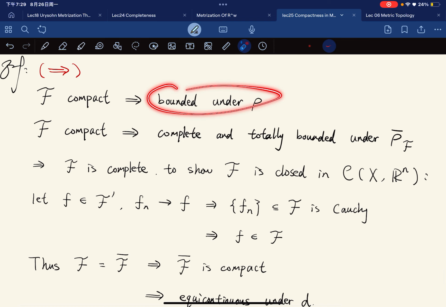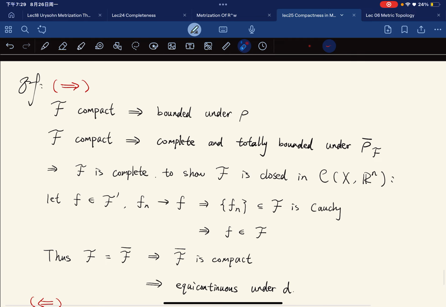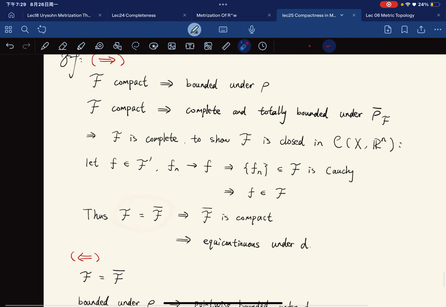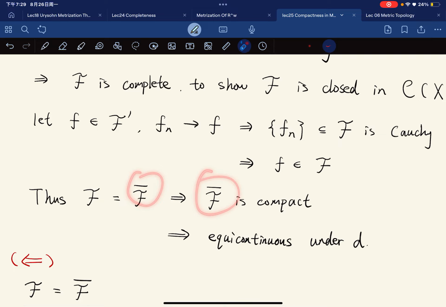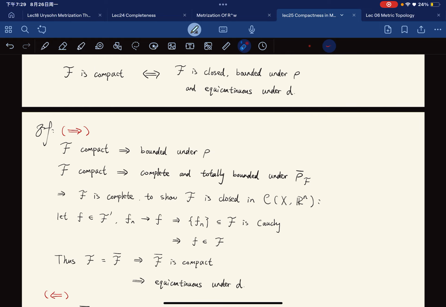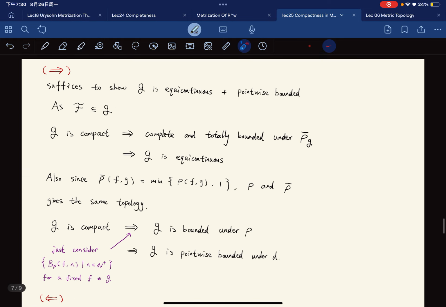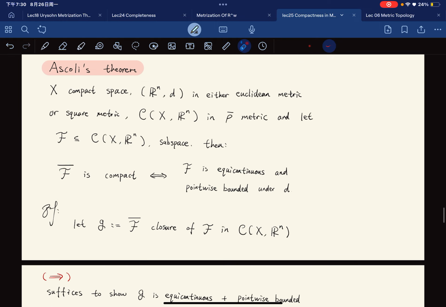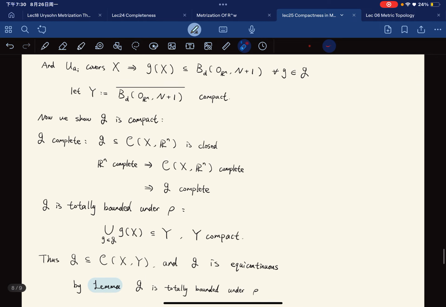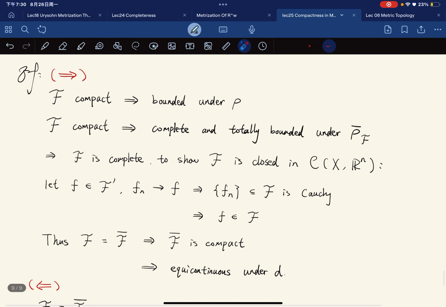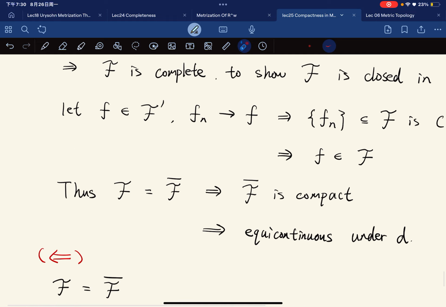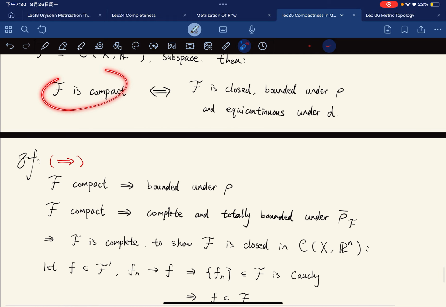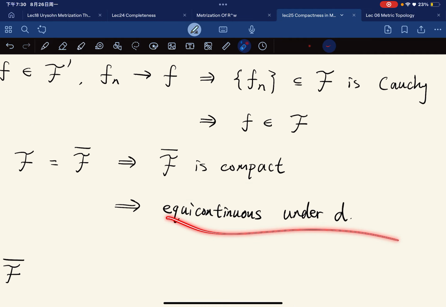Thus, it is bounded and it is closed, right? If it's closed, then it's equal to its closure. And we have that it is compact, so it has a compact closure, which is equicontinuous under D by Ascoli. If it's compact, then it is equicontinuous, so we're done. Compact is bounded on rho, we're done. Closed gives that it is equal to its closure, and we're given that it is compact, so it has a compact closure, so it is equicontinuous by Ascoli.